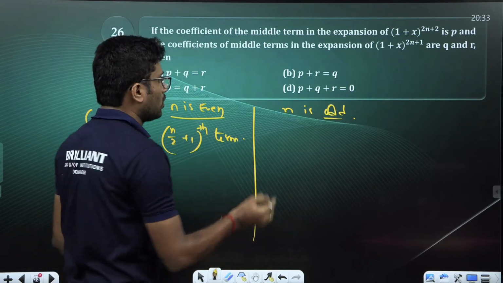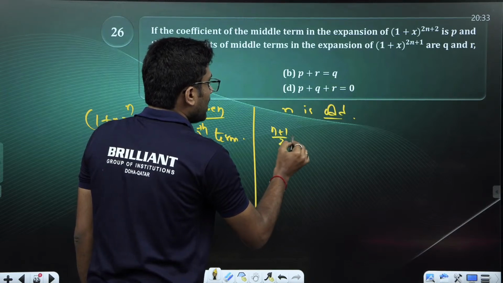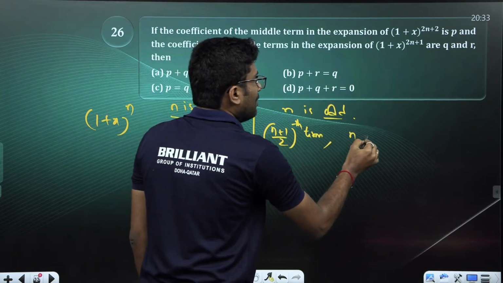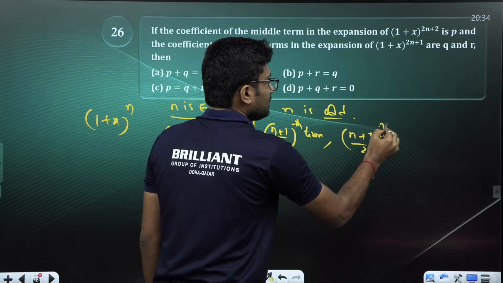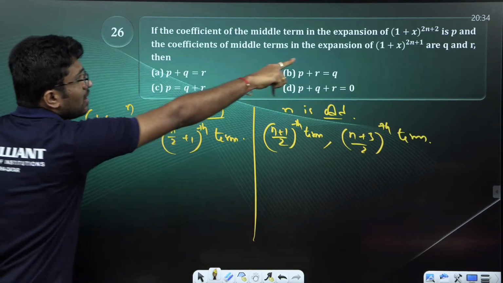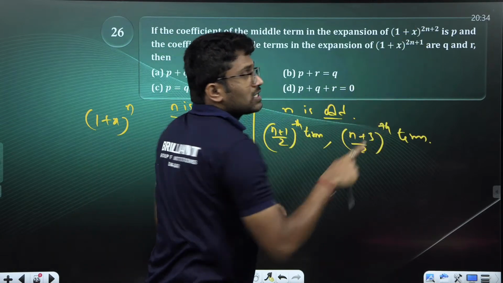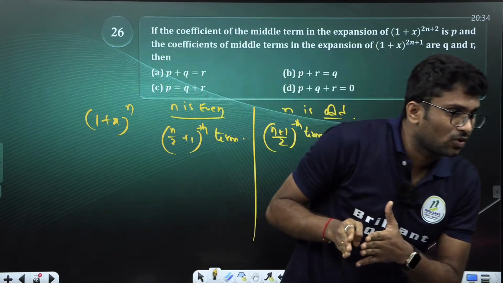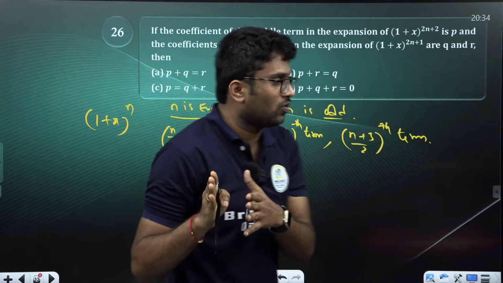And what are those two middle terms? One is the n plus 1 by 2th term and the other is the n plus 3 by 2th term. So this is the concept. Now coming here, 1 plus x whole raised to 2n plus 2. 1 plus x whole raised to 2n. Exactly, yes. Yes, Abu. Very good.